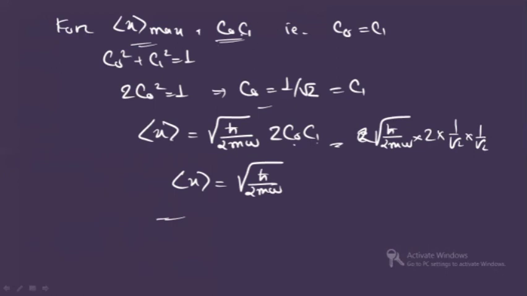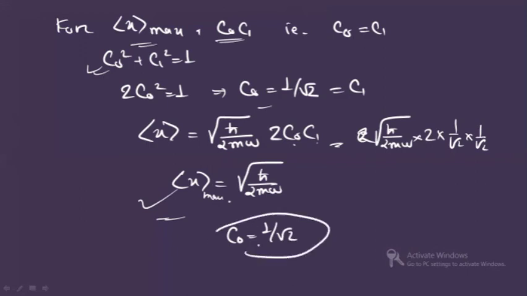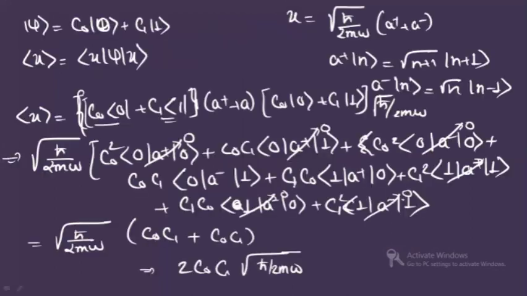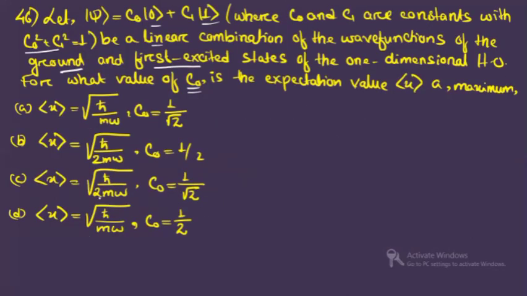For maximum expectation value, C naught C1 should have maximum value. That means C naught and C1 must be equal, and you will use the condition given to you to find what value of C naught to put. Finally you can put that value and calculate the maximum expectation value of x. So in this case C naught equals 1 by root 2, and the expectation value will be root over h cut by 2m omega. So let's see the options here. The expectation value was root over h cut by 2m omega, and C naught was 1 by root 2. So the correct option is option C.